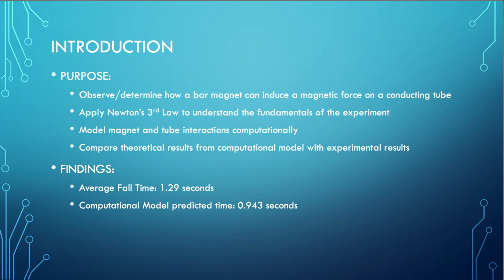So a sneak peek at the findings: the average fall time found by the trials of the experiment came out to be 1.29 seconds, and then the computational model predicted fall time came out to be 0.943 seconds. So as you can tell, they're very similar.